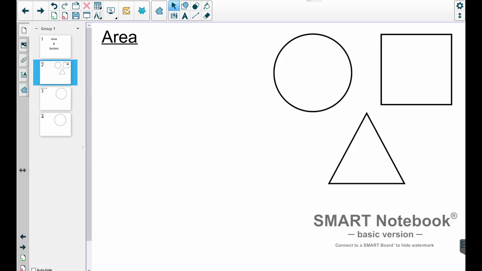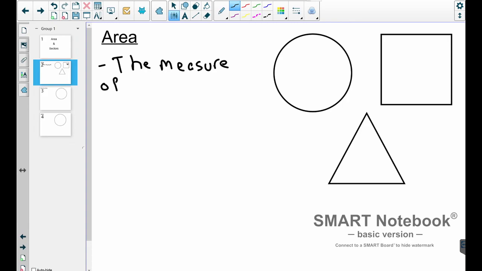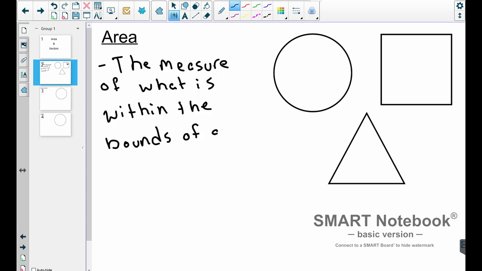Area is something I think you guys should have definitely heard of at some point in time. Maybe not with circles, which is what we're going to focus on today, but I'm sure you've heard of area. With that being said, let's refresh ourselves on the definition of area. So the area is the measure of what is within the bounds of a shape.